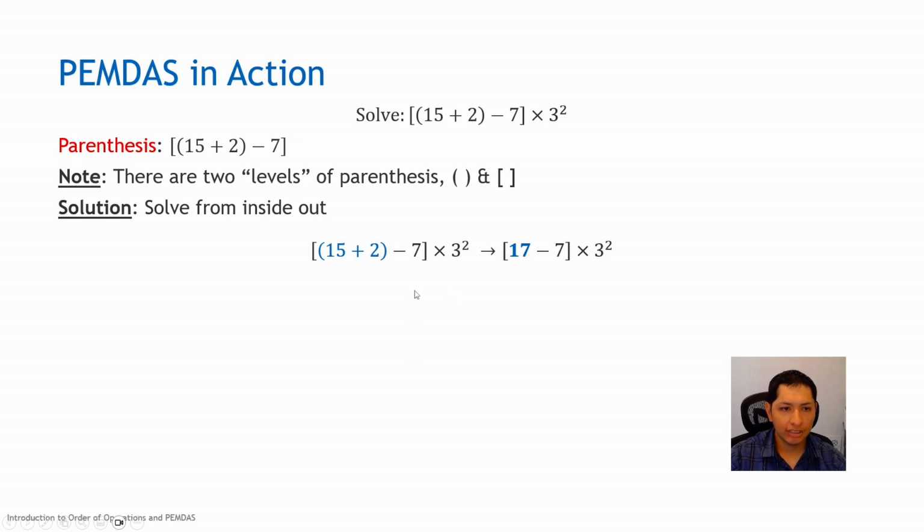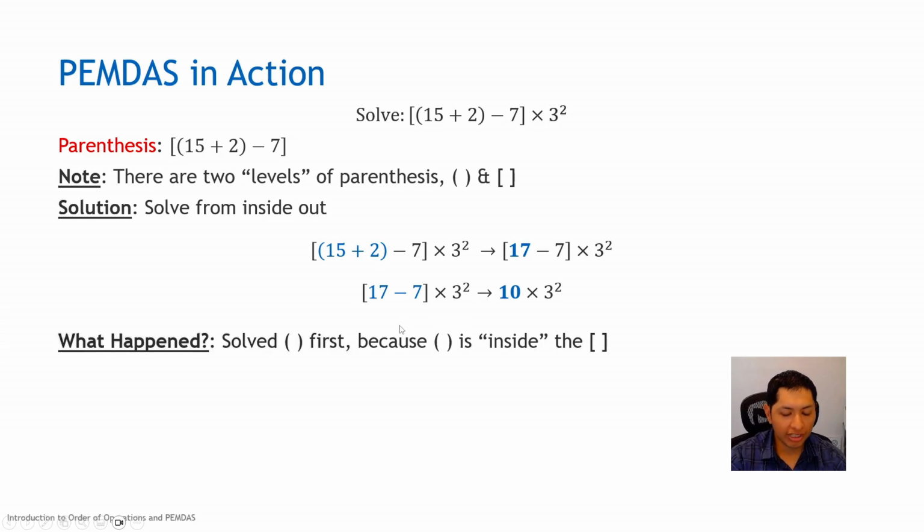Next, we are still in the parentheses, because we solved the innermost parentheses of 15 plus 2, but we are still left with the outer parentheses, or the square brackets, of 17 minus 7. So we're not done with the parentheses step. We now need to solve the square brackets, 17 minus 7. So solving that gives us 10, and we replace that into the original equation, and that now becomes 10 times 3 to the second power. And now we are done with parentheses. But let's again quickly look at what we did. We solved the regular parentheses first because those were inside the square brackets. So again, you solve from inside out, and the innermost grouping was 15 plus 2.